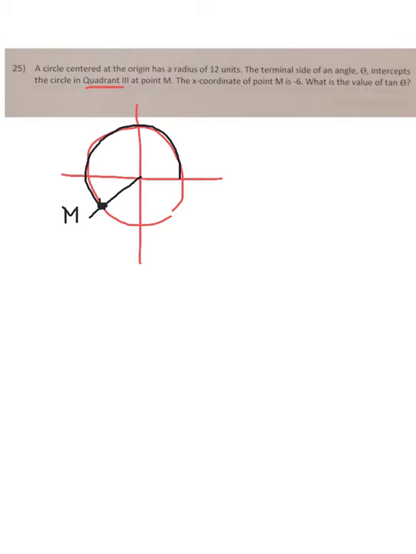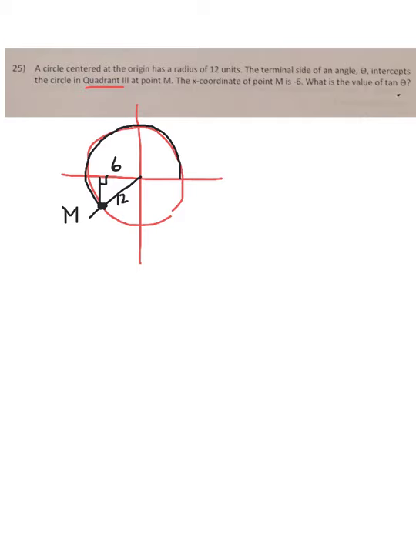Remember, I'm going to draw a perpendicular to the x-axis. And they tell me that the radius is 12, so I know that that is a 12. And they tell me the x-coordinate of M is -6. Well, if I want to find the coordinates of this point, it's how much I go in this direction, then how much I go in this direction. So the x-coordinate would be this value right here. And they're telling me that's -6, but the length of it, because it's a triangle, the length of that side will be 6.